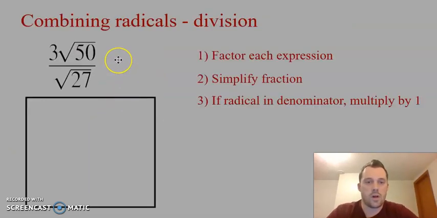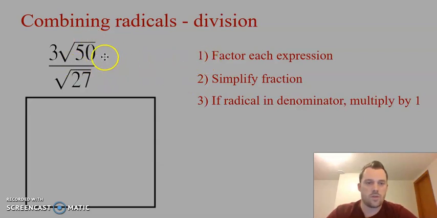So we want to factor out any of our radicals first, and the first big step in simplifying is just how we typically simplify a fraction. So for example, if we have 2 over 10, we can divide both the numerator and denominator by 2 and simplify that to 1 over 5. We want to see if there's anything we can simplify in that regard. So we're going to start by factoring.